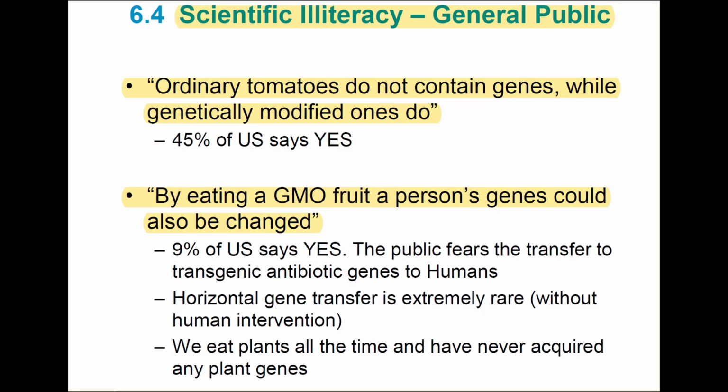Horizontal gene transfer is rare. We eat plants all the time. And as far as I know, there are no green people that are able to absorb sunlight today.